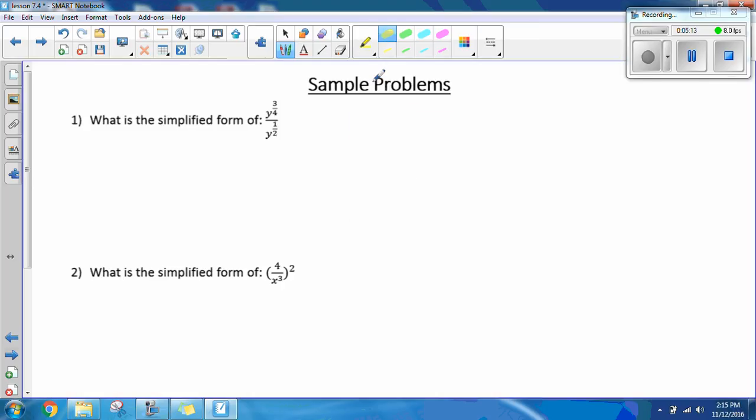Here are some sample problems. Let's simplify y to the 3/4 power over y to the 1/2 power. Since these have the same base and it's a quotient, I just subtract the two fractions. So I get y to the 3/4 minus 1/2, which simplifies to y to the 1/4 power.